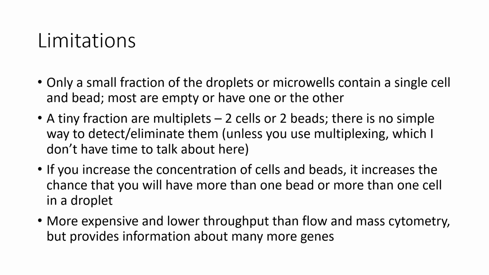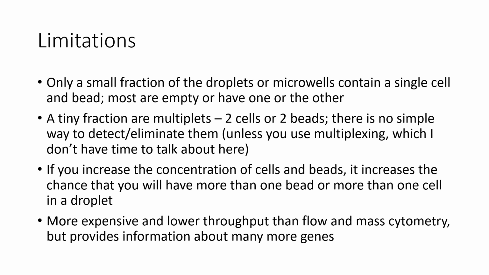A tiny fraction are multiplets, so they would have 2 cells and 1 bead, or 2 beads and 1 cell, and there's no simple way to detect or eliminate them. You can use multiplexing, but I don't have time to talk about that here. If you increase the concentration of cells and beads, you can increase the fraction that have a bead and a cell, but it also greatly increases the chance that you'll have more than one bead or more than one cell in a droplet.